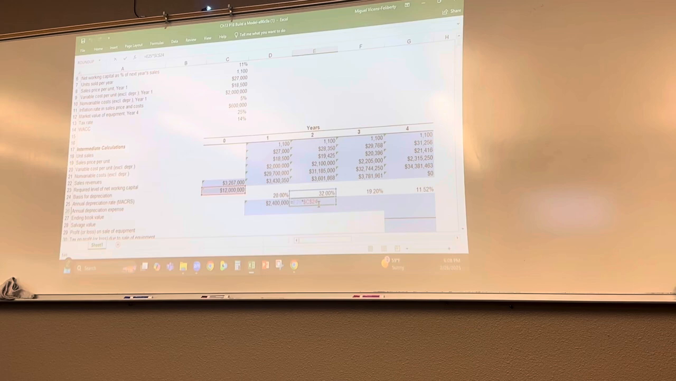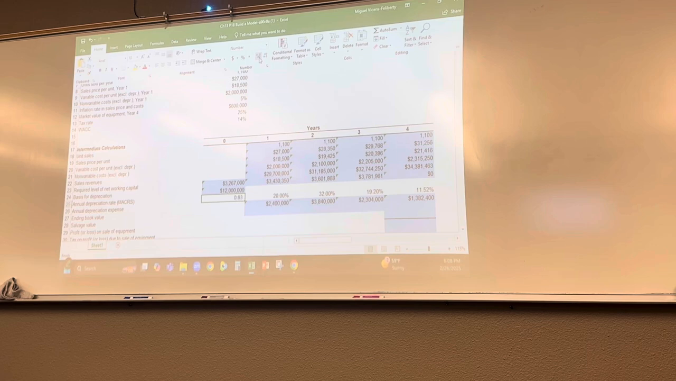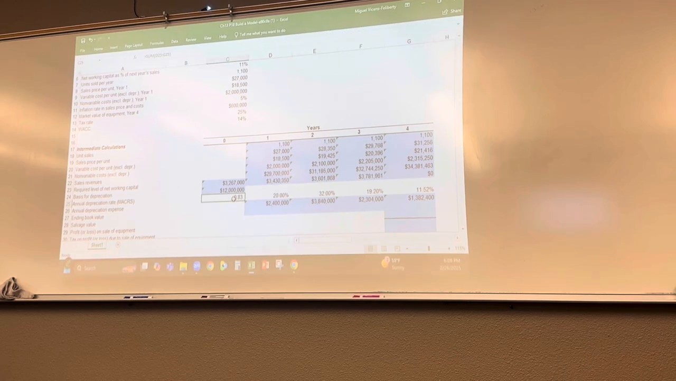In year 2, my depreciation expense is 32% times 12 million. In year 3, it's 12 million times 19.2%, and then in year 4, it's 11.52%. Just so you've seen it, I'm going to sum up these numbers here. It's not really one, it is 83% basically. I'm depreciating 83% of this 12 million, which means I'm going to have 17% left on the books, right?